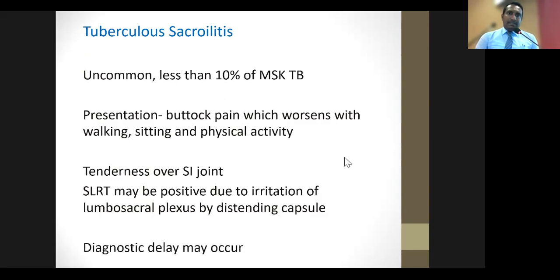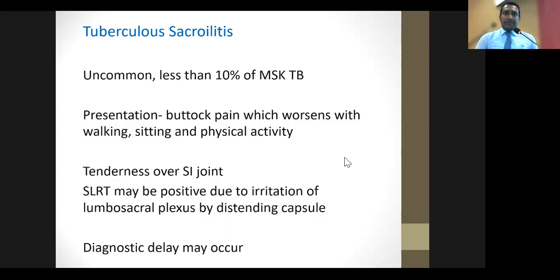So sacroiliitis, tuberculous sacroiliitis, which my patient had, it's an uncommon occurrence. Less than 10% of musculoskeletal TB are tuberculous sacroiliitis. Presentation is buttock pain, which worsens with walking, sitting, and physical activity. There will be tenderness over the SI joint, and sometimes SLRT may be positive due to irritation of the lumbosacral plexus.